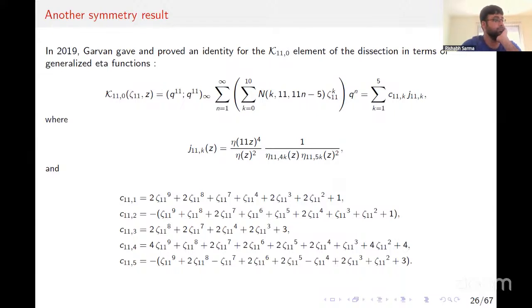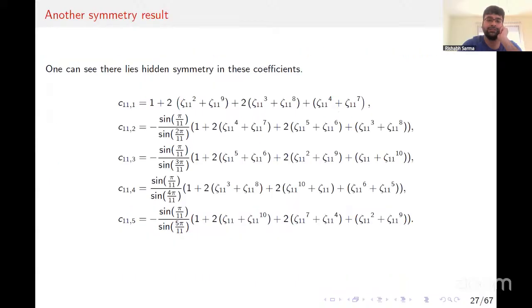Just by looking at them, it does not seem like there is any symmetry between these elements. But if I write them in a neater fashion, multiplying by a ratio of sines and writing them in this pattern, here is what I get. So now we can see some kind of hidden symmetry between these coefficients.